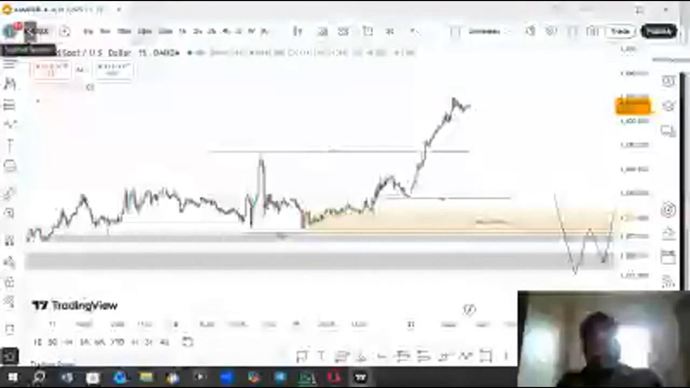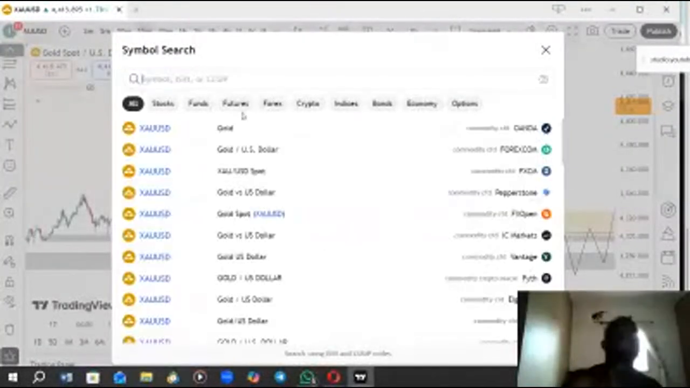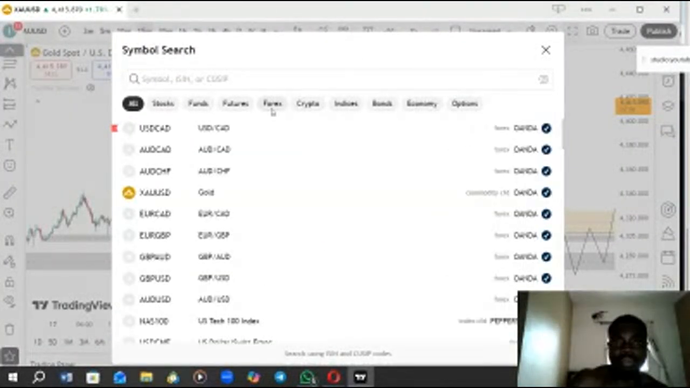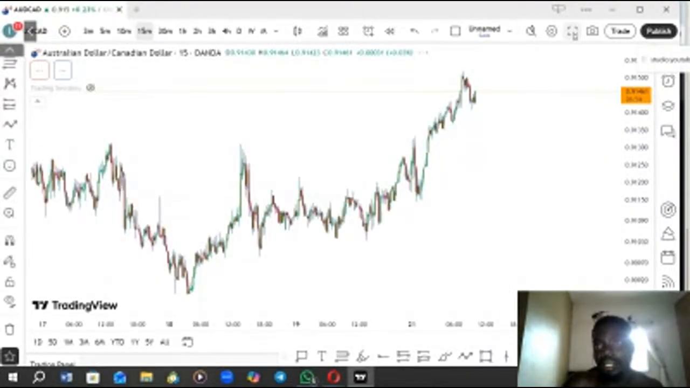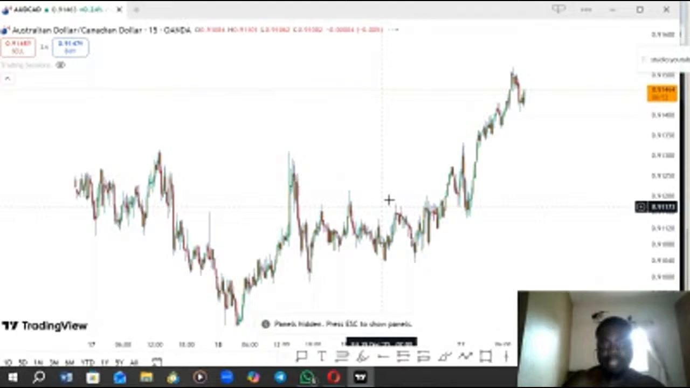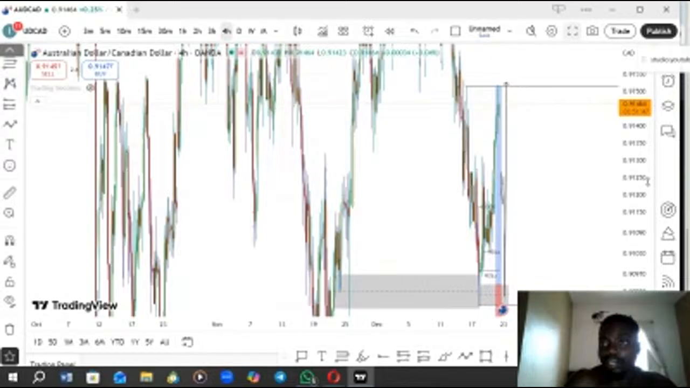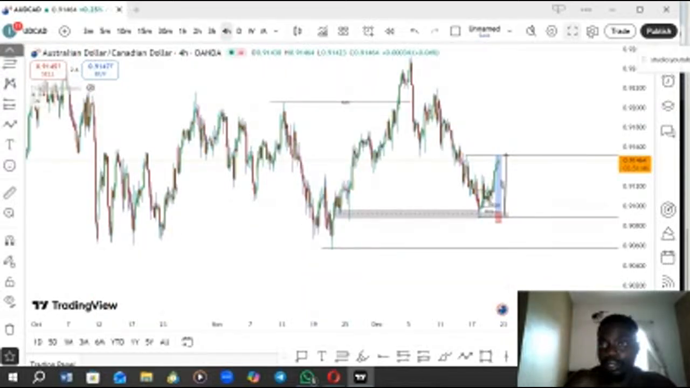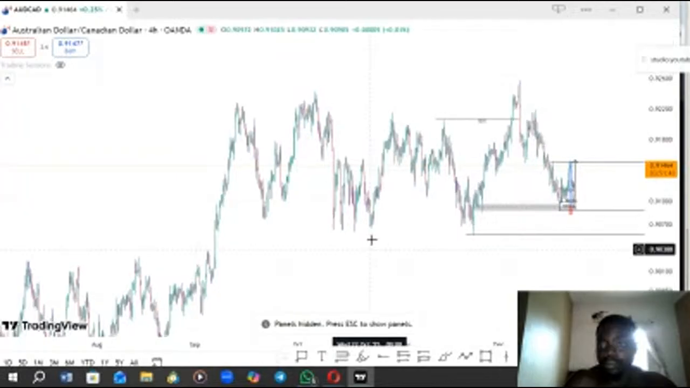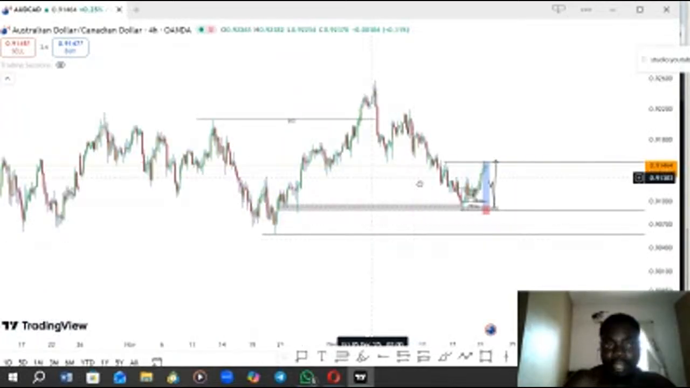So I've been talking about swing points. So let's check pairs now. Let me go to AUD card. Let's see where we are on AUD card. On the 4 hour time frame, like I said, you want to mark out your swing points. Where is your swing point now on this Euro card? You can see very well that it is clear.